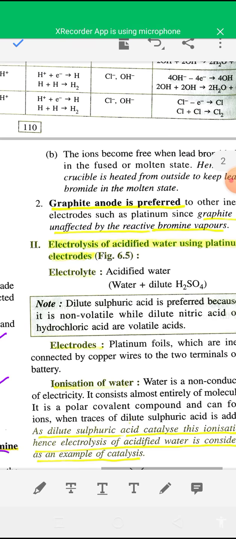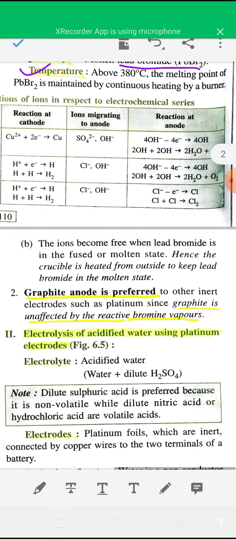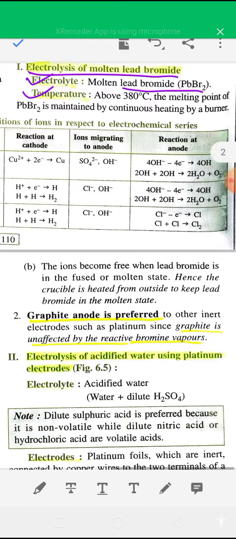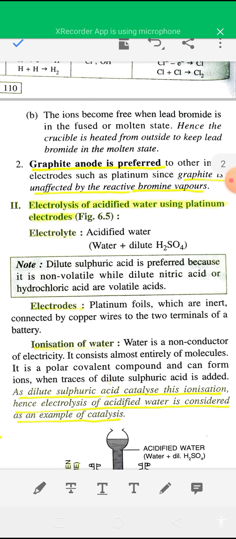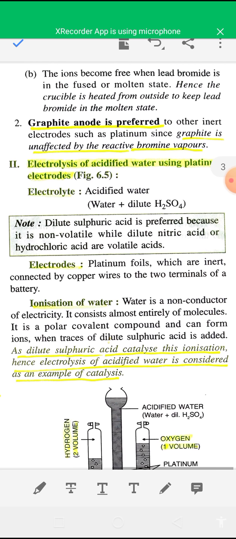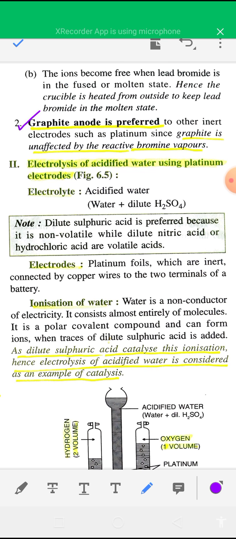And one more point is given: the ions become free when the lead bromide is in the fused or molten state. Hence the crucible is heated from the outside to keep lead bromide in the molten state. And in this electrolysis of lead bromide, graphite anode is preferred to other inert electrodes such as platinum, since graphite is unaffected by the reactive bromine vapor.